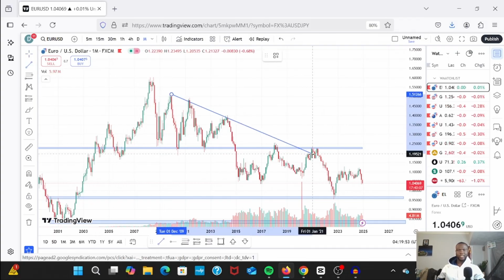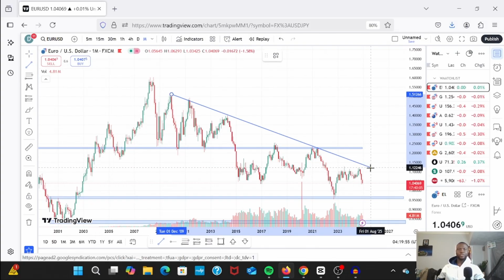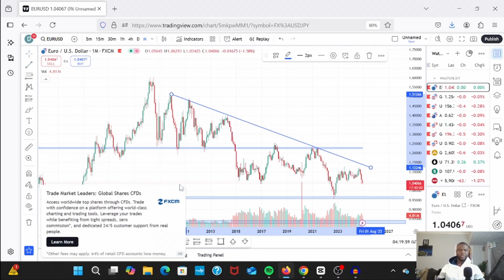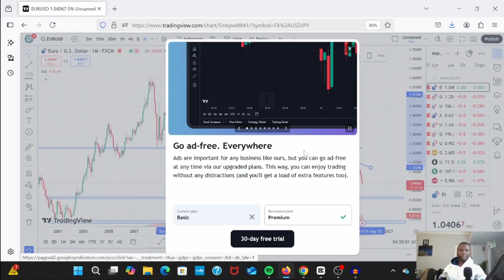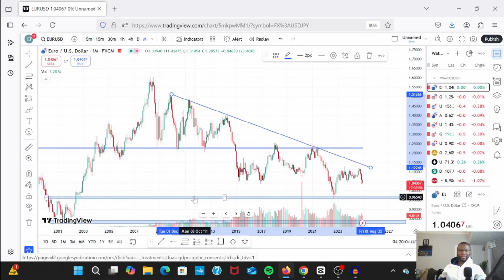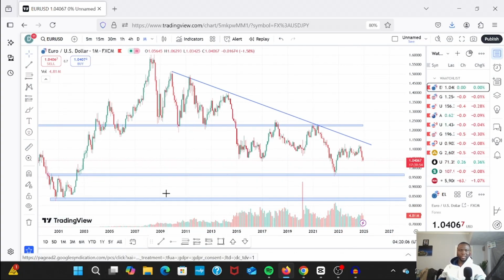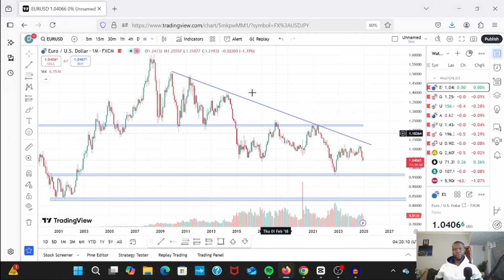As you can see, if I use my trend line, you can see that this market has been bearish for quite some time now. The market has been bearish since 2007 to 2009, down to 2024.